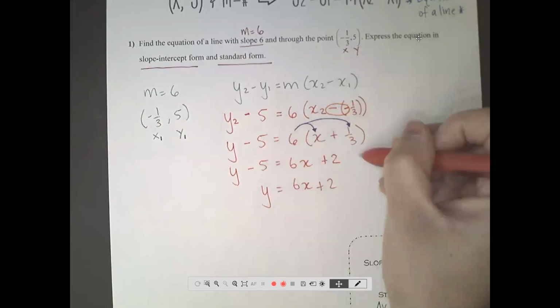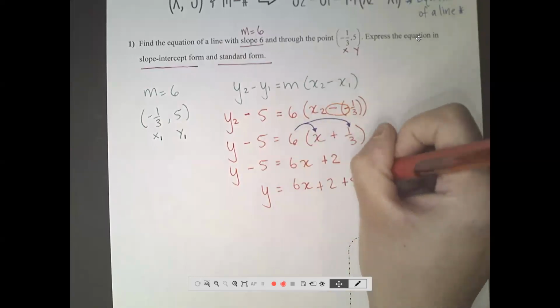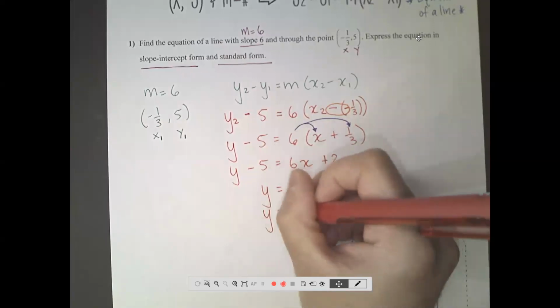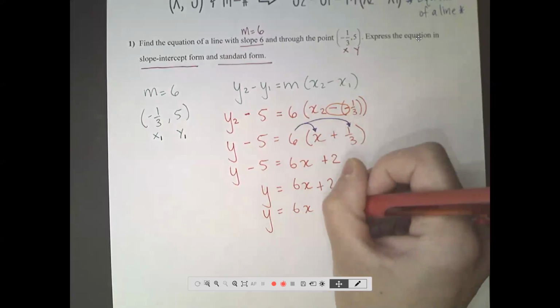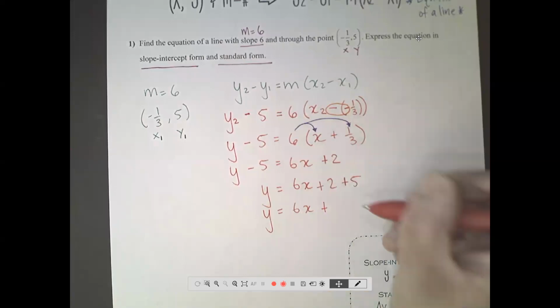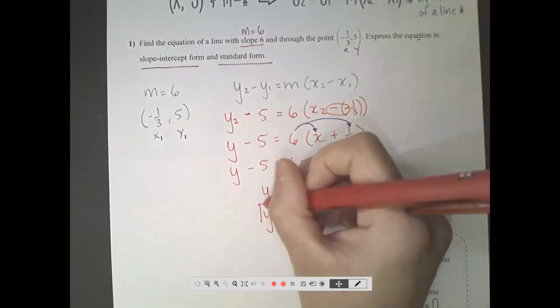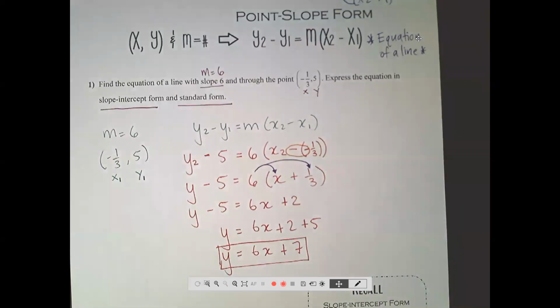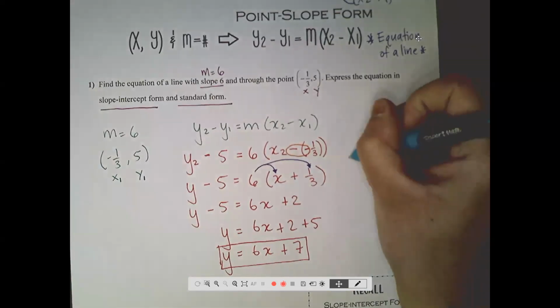When the negative 5 moves over to the other side, remember the sign or the operation changes, so it's going to become positive 5. And then finally, y is equal to 6x plus 7. That is the equation of this line in slope-intercept form. I'm not done because the question says we also need to rearrange it and put it into standard form.